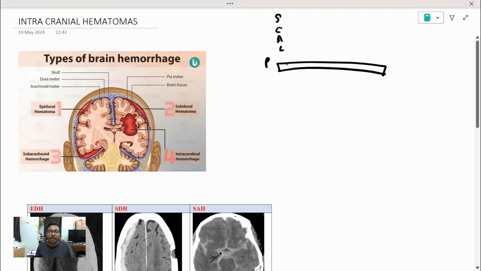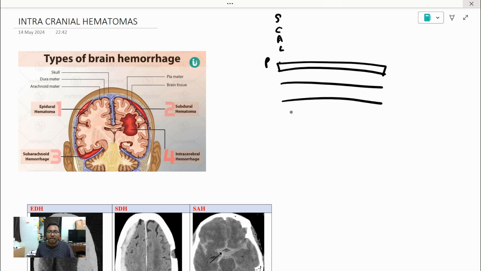So P for pericranium. And just beneath the pericranium you have got, of course, the outer table and inner table, two tables there. Then beneath that you have got the meninges of the brain. So here it is, your meninges of the brain. And as you can see, this is your brain parenchyma.